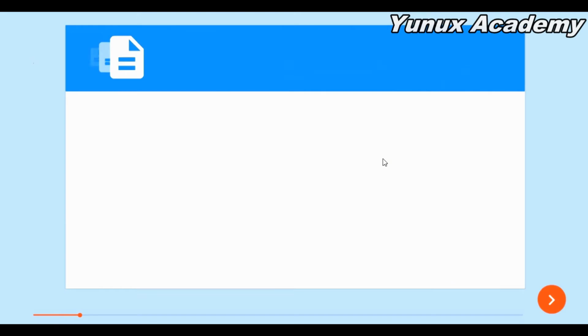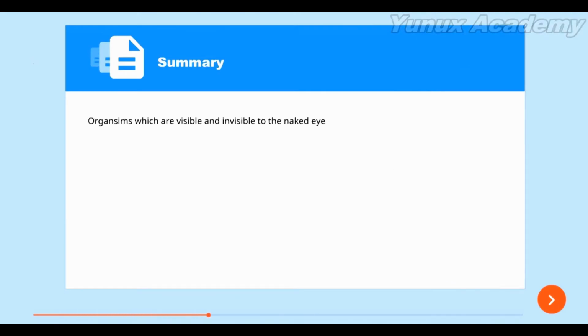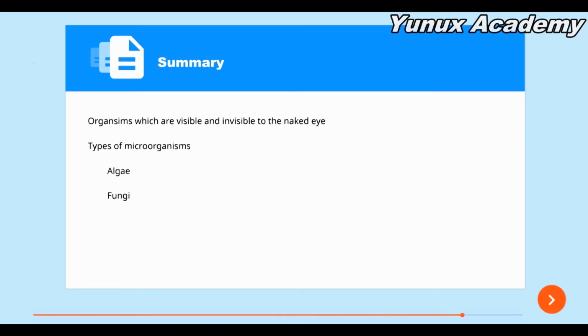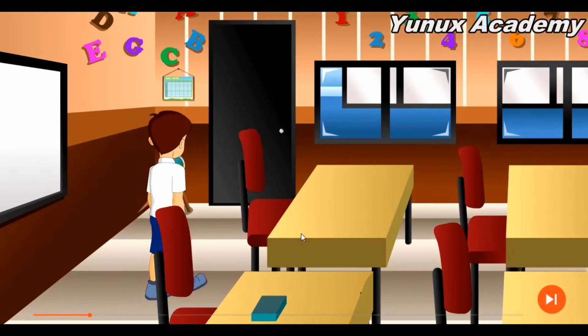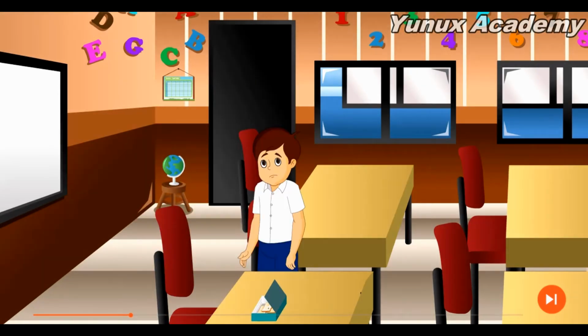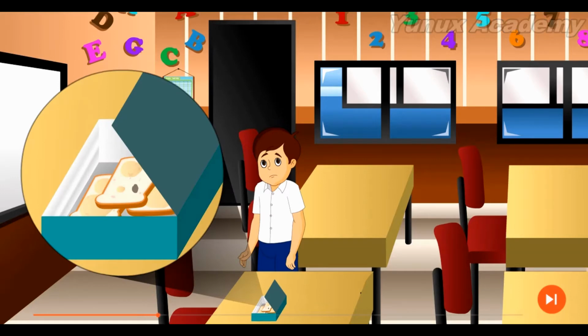In this lesson, we learnt that there are organisms which are visible to the naked eye and invisible to the naked eye, and examples of different types of organisms which are invisible to the naked eye. You may remember what you saw when opening a container which was left on the school table since some previous day. You may also remember that it smelled bad, and its color and nature had been changed.